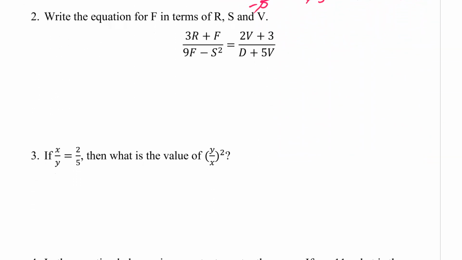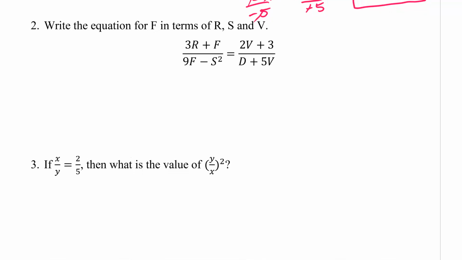Now we've got an equation where we're solving for f in terms of our other variables. This should say r, s, v, and d. All right, so once again, we've got a proportion, so we're going to cross multiply. Remember, we've got parentheses on all of these.